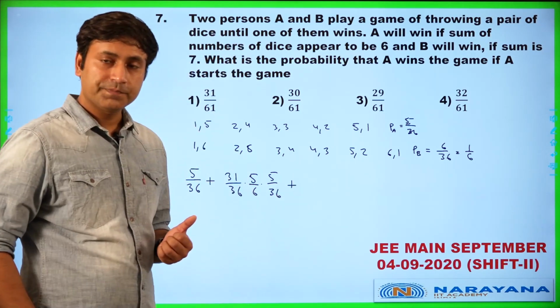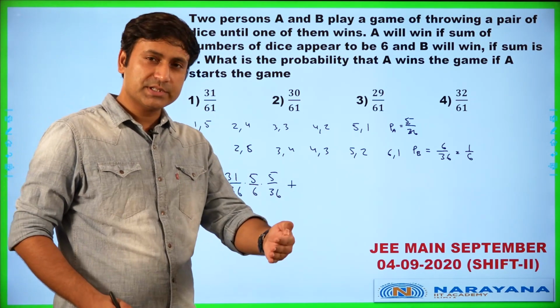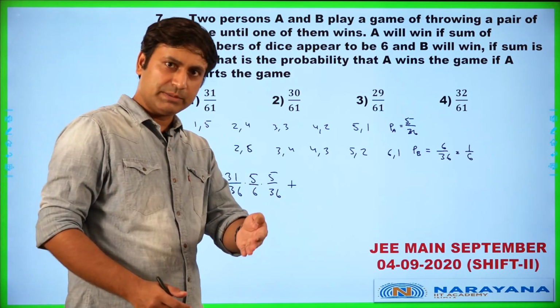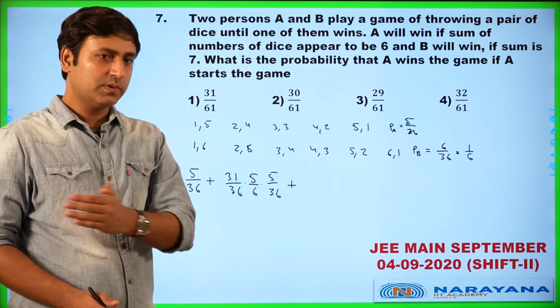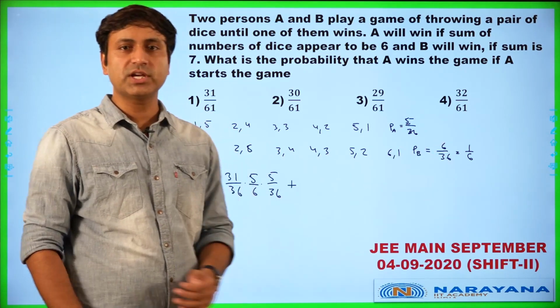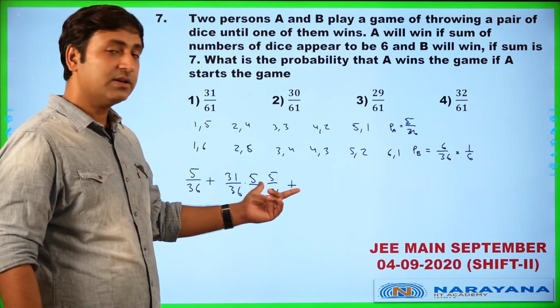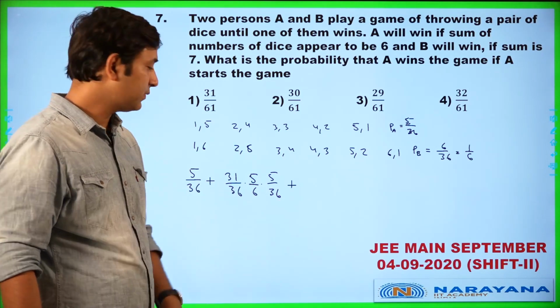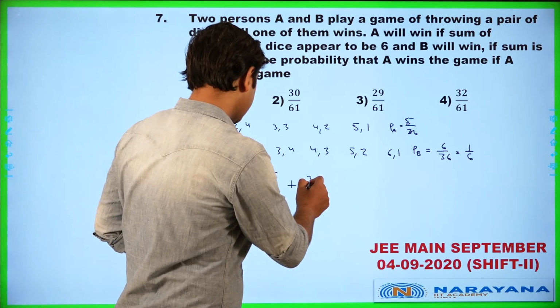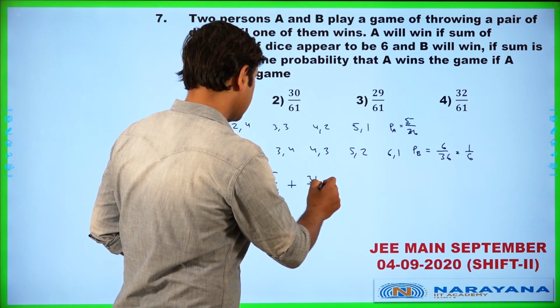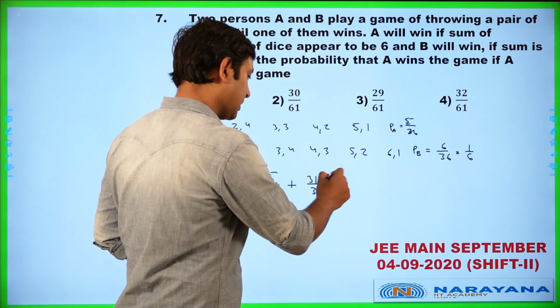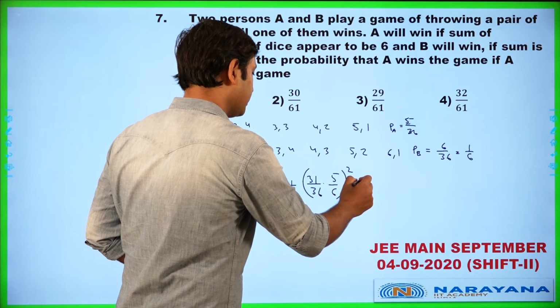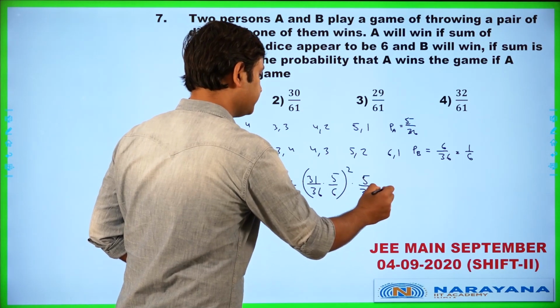Another case can be A misses, then B misses, then again A misses, then again B misses, then A wins. We are actually writing all the cases in which A can win. So if A wins in the 5th throw, that is A's 3rd throw and overall 5th throw, then the probabilities will look like 31 upon 36 into 5 by 6, then again this term into 5 by 36.